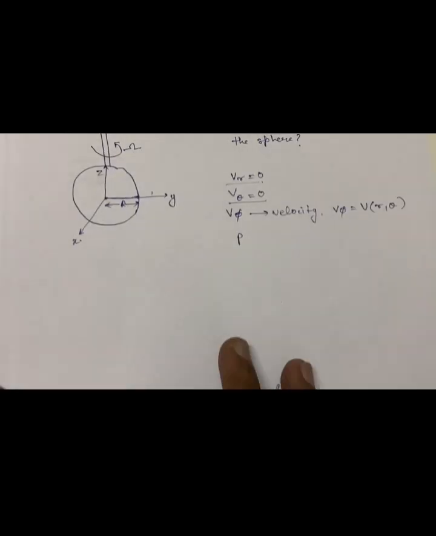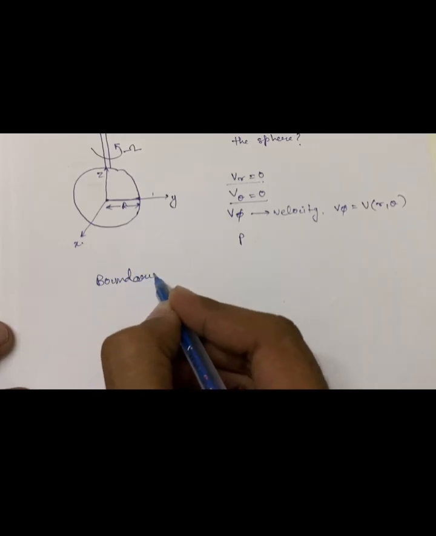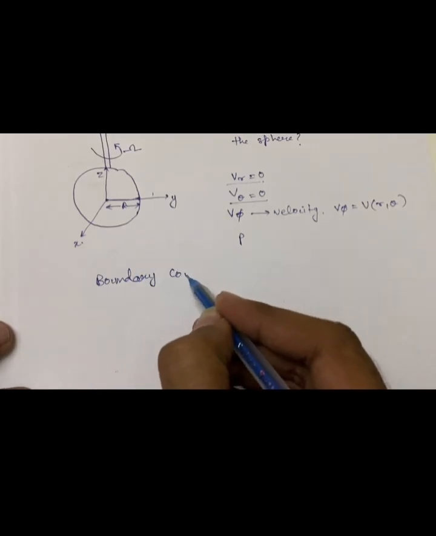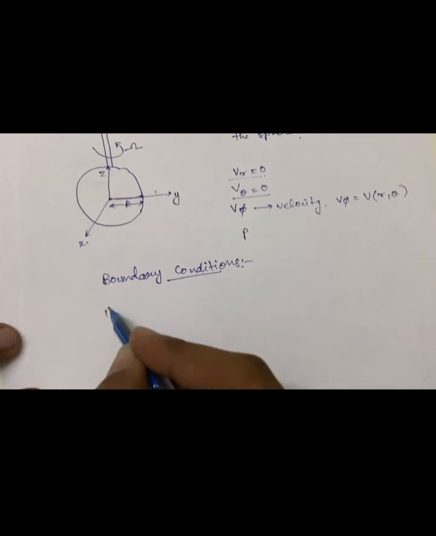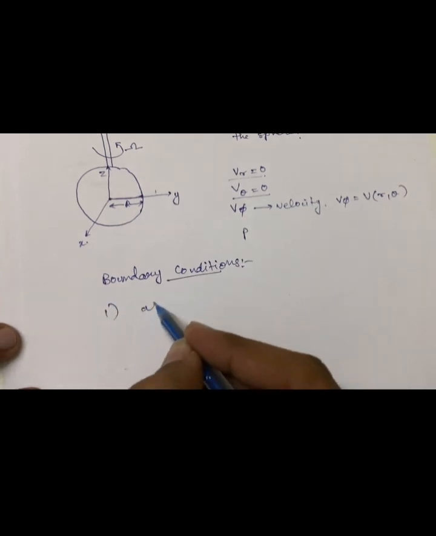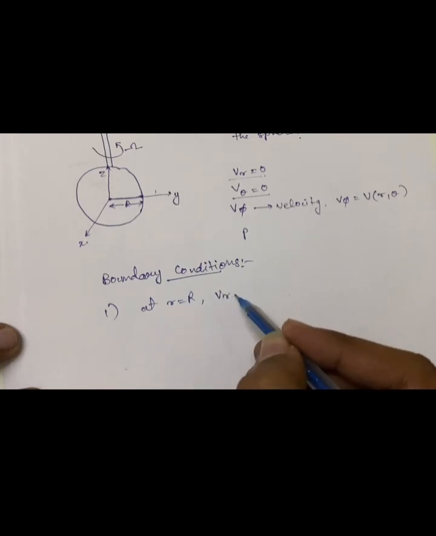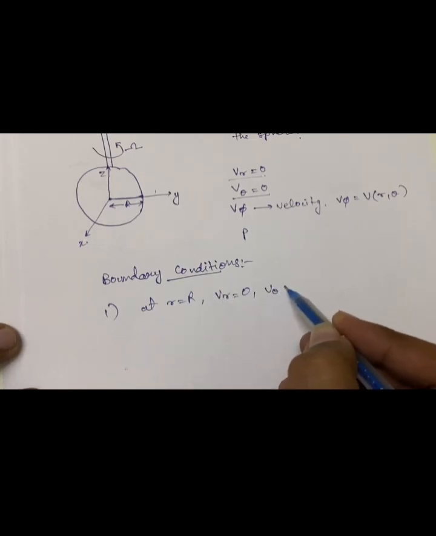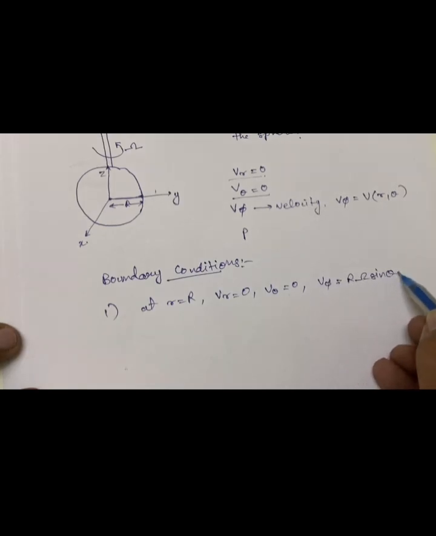Now talking about our boundary conditions, we will have three boundary conditions. Our first boundary condition is at r equal to capital R, we have Vr equal to 0, V theta equal to 0, and V phi equal to r omega sin theta.